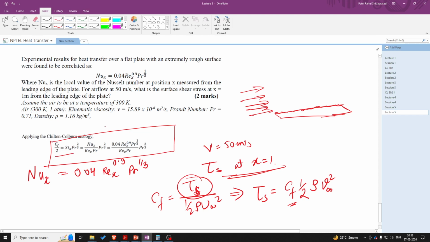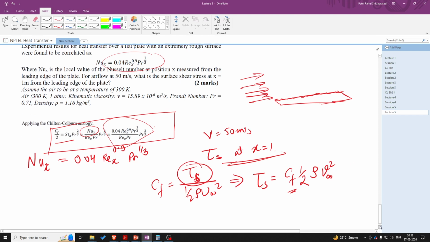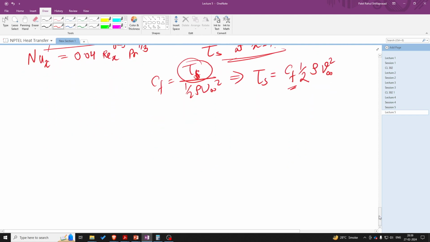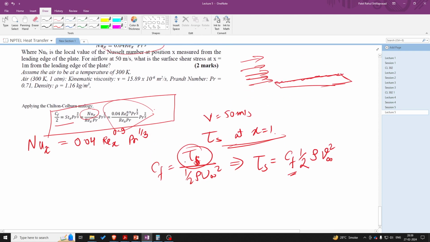Then we replace the value of the Stanton number and Prandtl number, then we again replace the Nusselt number correlation, and we get this final formula. In this formula you can replace all those values of Reynolds number and Prandtl number, and you can get the value of Cf. So in order to do that, first let's calculate the Reynolds number. Reynolds number is rho V d upon mu, or you can just write velocity x upon kinematic viscosity nu.